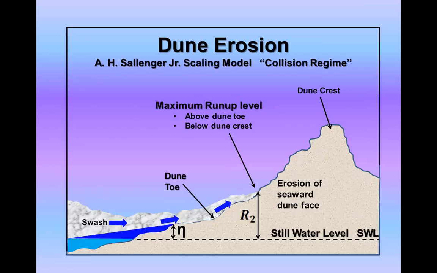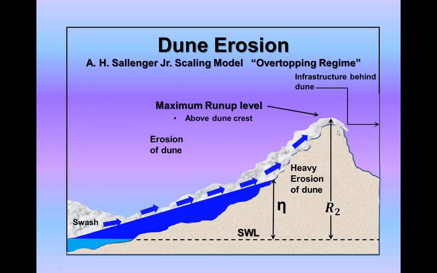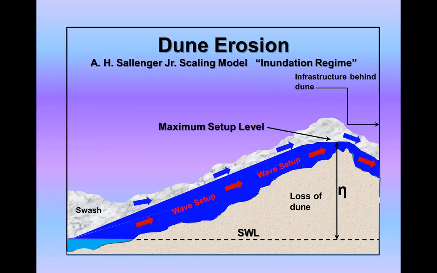Now, if the run-up level comes up somewhat higher and goes over the top of the crest of the dune itself, this is defined by Sallenger as the overtopping regime. And when this point is reached, there's much more erosion occurring to the dune system. Now, the most serious condition, as defined by Sallenger, is when the setup level itself goes over the top of the dune. This is referred to as the inundation regime. And in many cases, the end result here of the inundation regime is the loss of the dune structure itself.